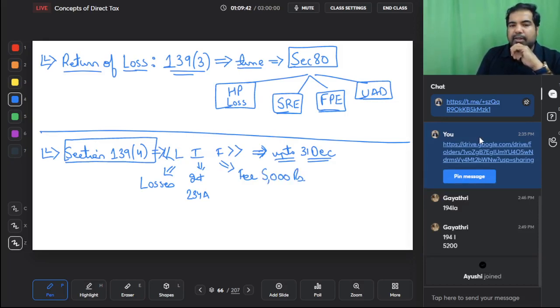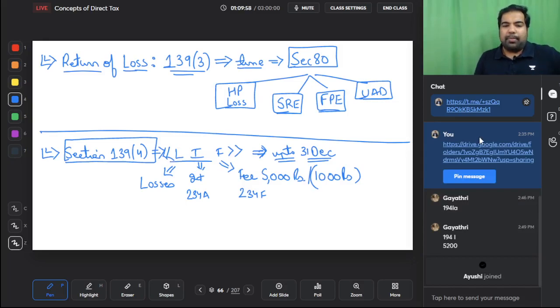This late fee is under section 234F. F is fee, so late fee, that's very easy to remember. It's 5,000 rupees. But if your total income is up to 5 lakh, that means you're subject to rebate, etc., and you've not filed your return, then it will be 1,000 rupees. So it will impact your life. Let's see, guys.